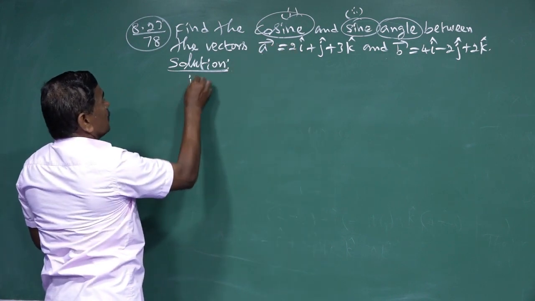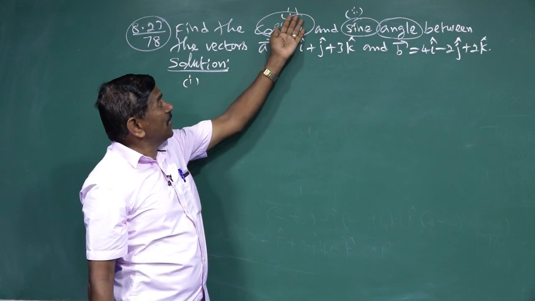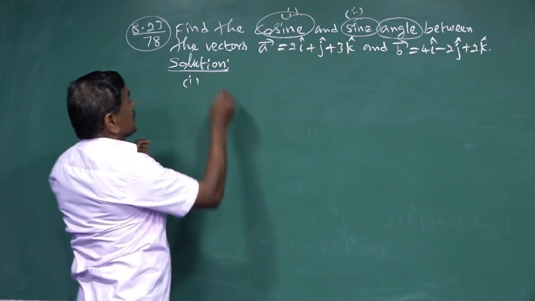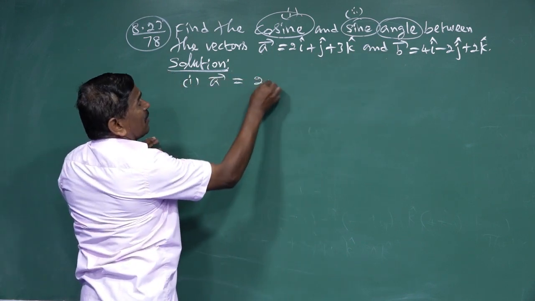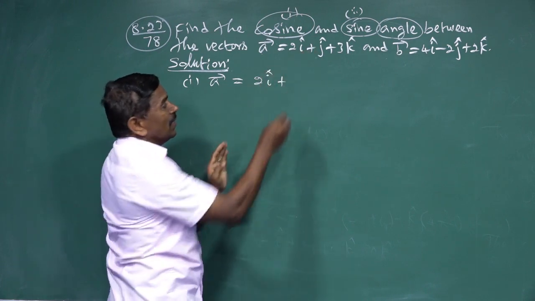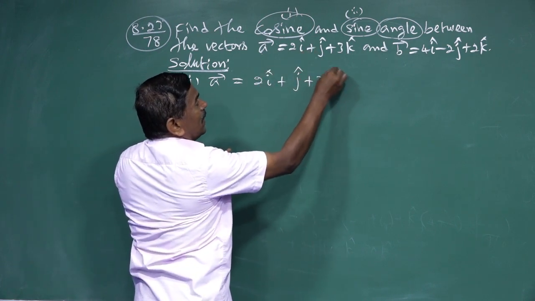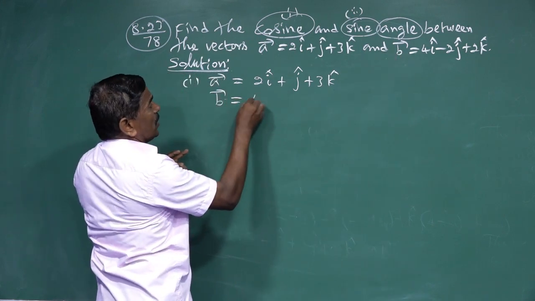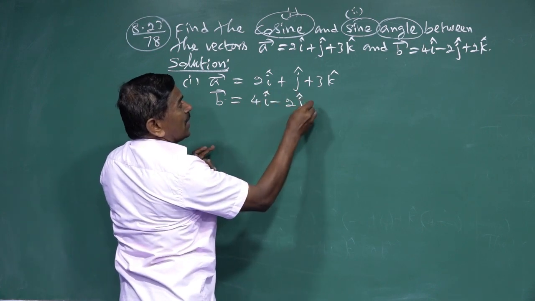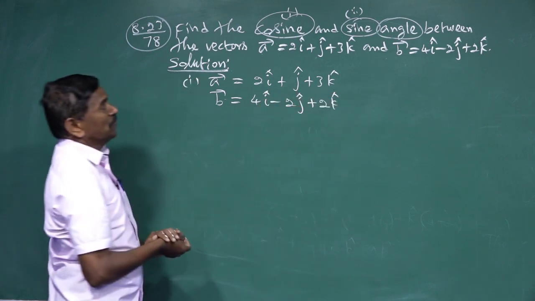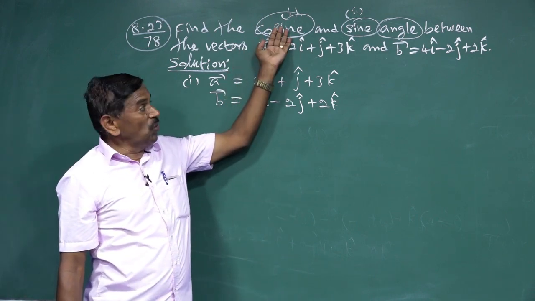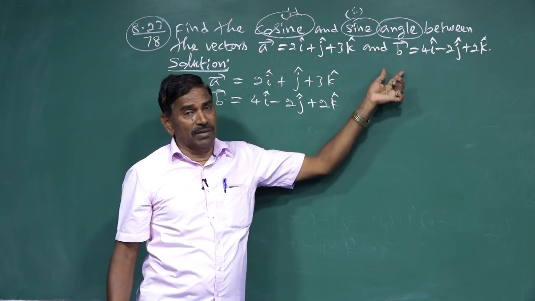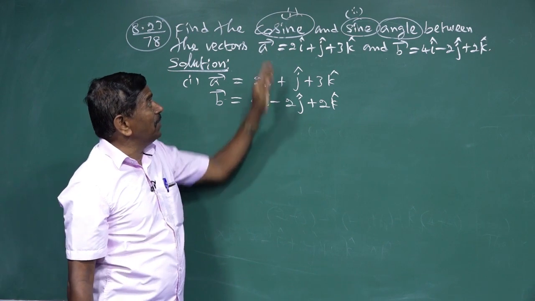First one, to find cos theta, first I want to find A vector dot B vector. A vector is equal to 2i cap plus j cap plus 3k cap. Next B vector is equal to 4i cap minus 2j cap plus 2k cap. Now remember the formula. Cos theta is equal to A vector dot B vector divided by modulus A vector into modulus B vector. Write directly formula. Let theta be the angle between A vector and B vector.